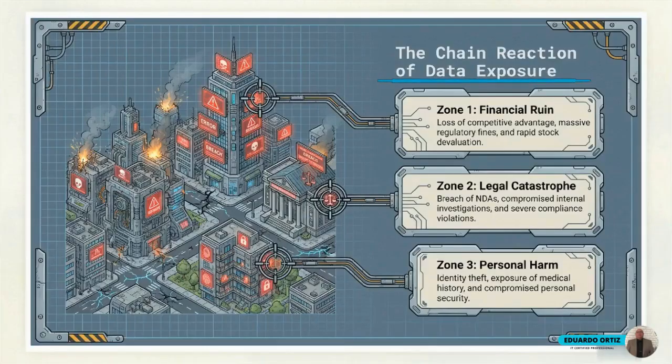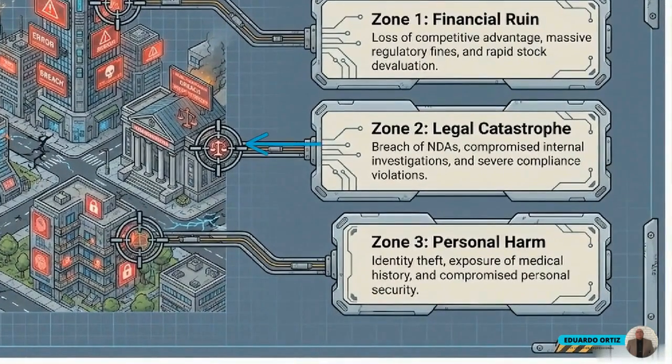The fallout from this exposure follows a predictable pattern. We track 3 specific hazard zones. Zone 1 involves financial ruin through regulatory fines. Zone 2 covers legal catastrophes like breached NDAs. And Zone 3 focuses on personal harm, including exposed medical histories.